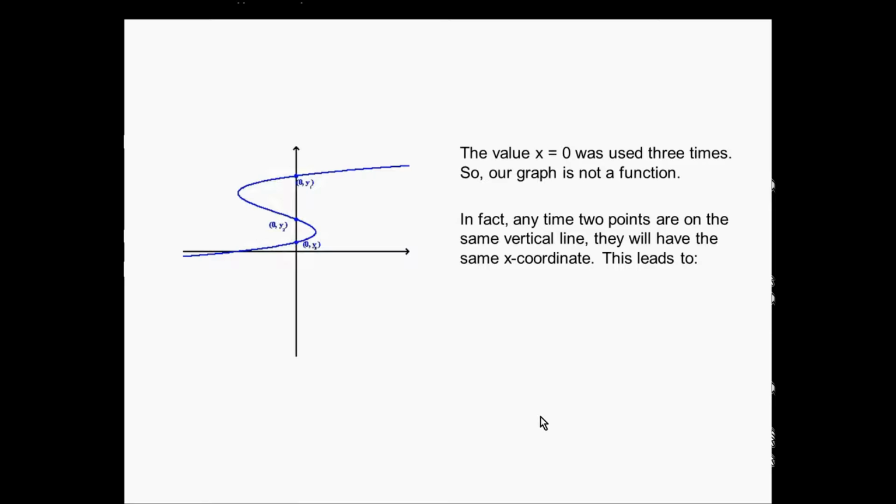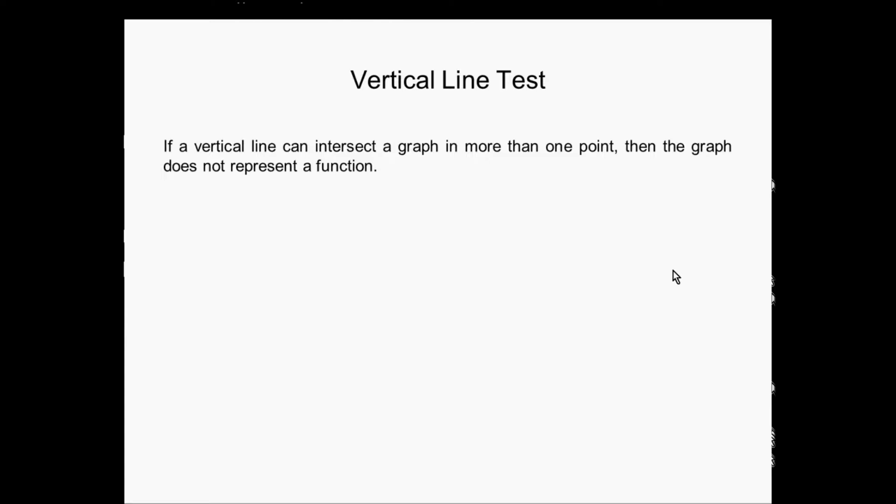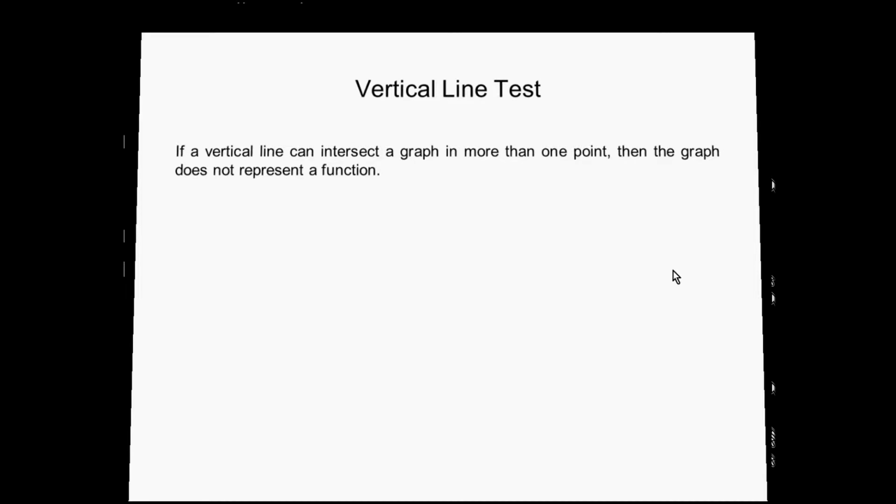In fact, anytime 2 points are on the same vertical line, they will have the same x-coordinate. Remember, the x-coordinate tells you how far away you are from the y-axis. So this leads to the vertical line test. And this is what it says. If a vertical line can intersect a graph in more than 1 point, then the graph does not represent a function. Remember, it is a relation, it's just not a function.